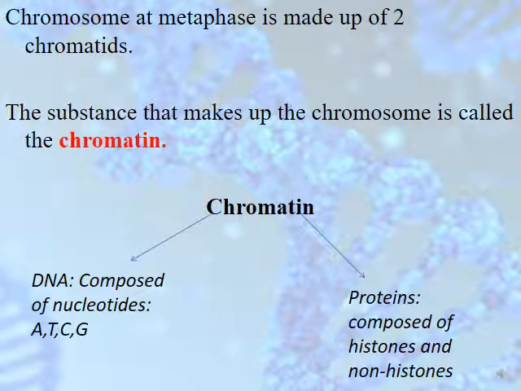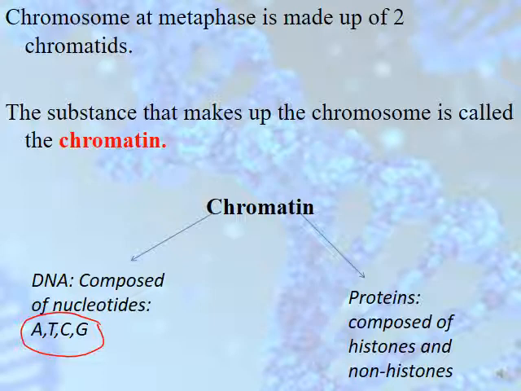Let's move to chromosomes. A slide about chromosomes. A chromosome at metaphase is made up of 2 chromatids. That's why it's seen well at metaphase. Then the substance that makes up the chromosome is called chromatin. Chromatin is divided into DNA composed of the nucleotides A, T, C, G. So DNA is composed of different nucleotides A, T, C, and G.